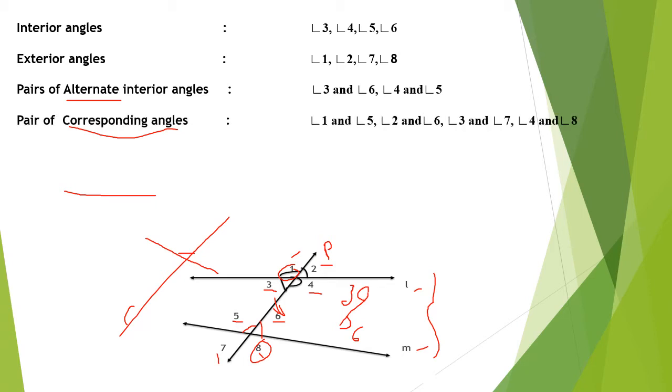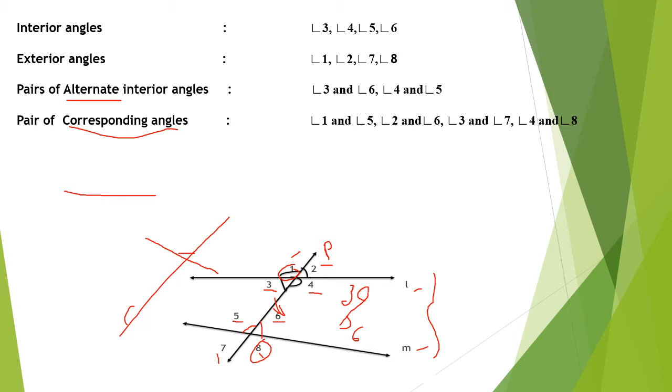Now next one, pair of corresponding angles. You take this line, you take this transversal line. So here you are having angle 5, then the line is here, angle 1. In this straight line, they are asking to find the corresponding angles. So 5 and 1 are the corresponding angles.